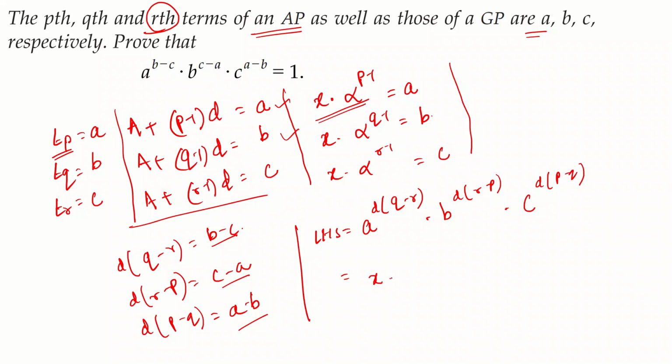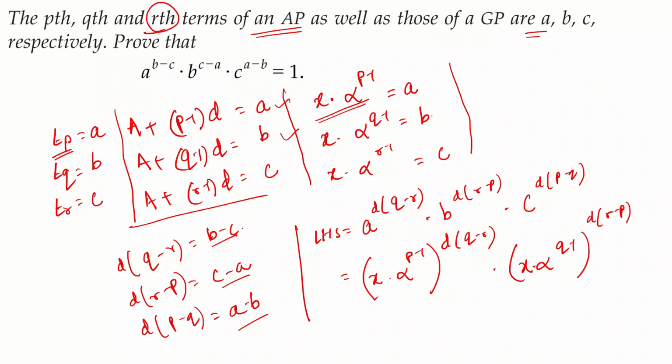So X times alpha to the power of P minus 1 is my A, whole to the power of D times (Q minus R), into what is B, X times alpha to the power of Q minus 1, whole to the power of D times (R minus P), and X times alpha to the power of R minus 1, whole to the power of D times (P minus Q). So we need to simplify this and see what we get. Let me make a bit of space.